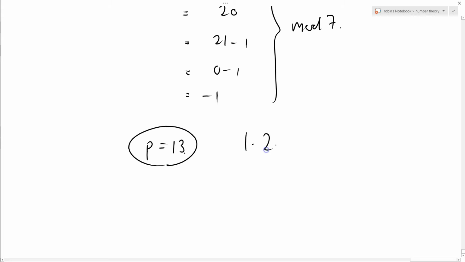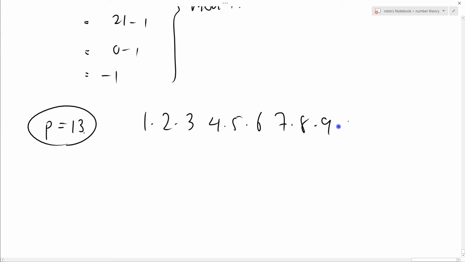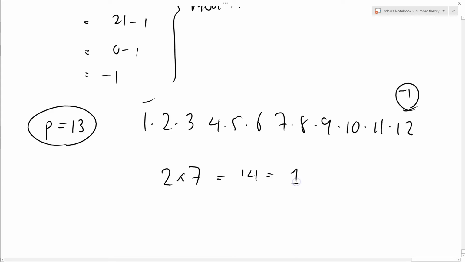Then we've got 1 times 2 times 3 times 4 times 5 times 6 times 7 times 8 times 9 times 10 times 11 times 12. And now what I'm going to do is explicitly cancel these guys out. The 1's on its own, isn't it? So we'll leave these two here. That's just your minus 1 at the end. 2 times what equals 1 modulo 13? Well, 2 times 7 is 14, which equals 1.